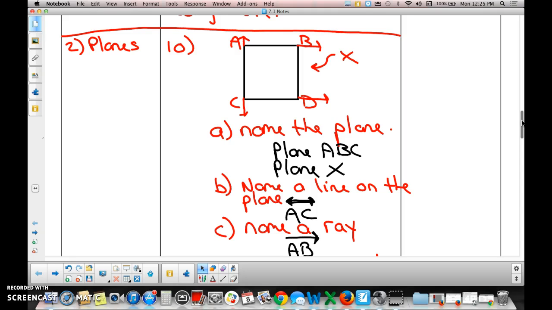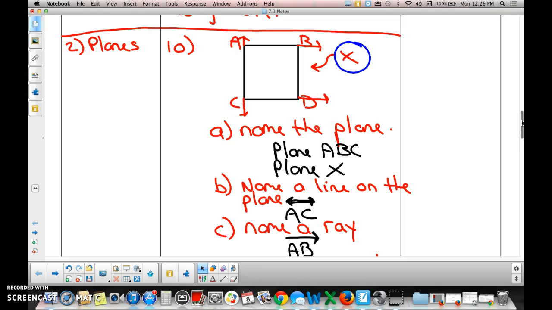Planes. Somebody tell me the two different ways you can name a plane. Aiden, what do you got? ABC or a variable. Okay, so not necessarily ABC. Three points. Yes, the three points. Any three points that lie on a plane can be used to name that plane. Or if the plane has an overarching name, like in this case we said this is plane X, you can just use that. Not always will it have that though.